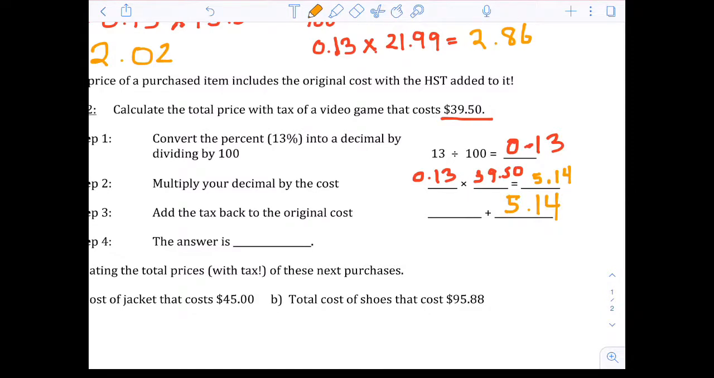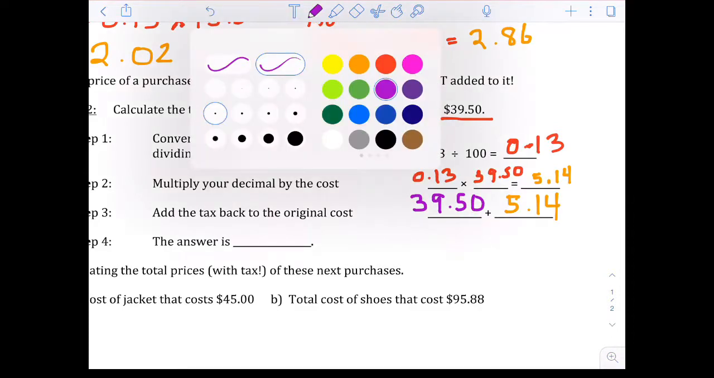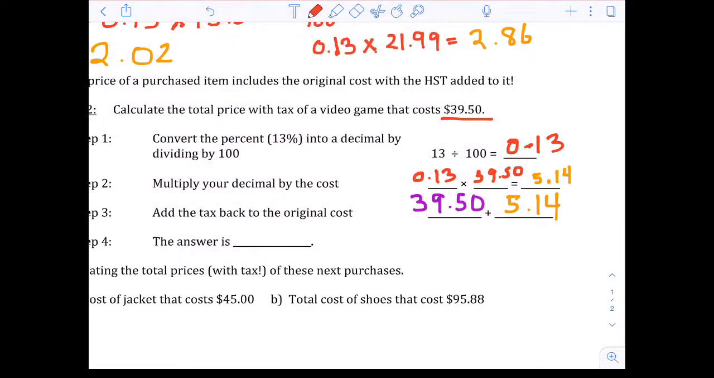The cost of the item that we have was $39.50. In total, when I add those ones together, that's what it's going to charge at the cash register. So I take my calculator, say $39.50, that's the cost of what I'm buying. I'm going to add that to $5.14, that's the tax, and we end up having to pay $44.64 for the video game that we want to buy with tax.